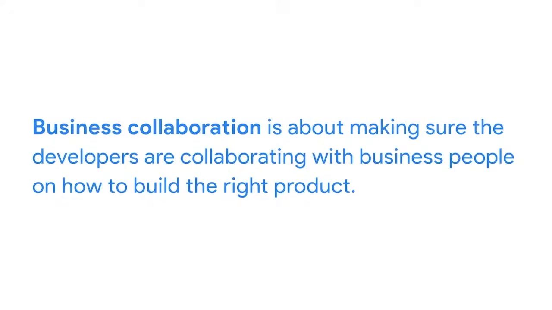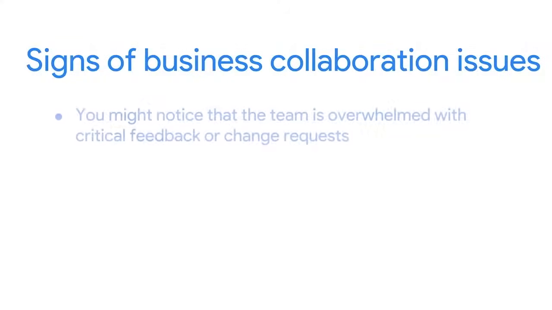Okay, another set of challenges you might encounter relate to the business collaboration theme. To recap, business collaboration is about making sure the developers are collaborating with business people on how to build the right product. There are a few common signs that your team might be experiencing business collaboration issues. You might notice that the team is overwhelmed with critical feedback or change requests from business people after they reviewed the working solution. That could lead to people on your team avoiding asking for feedback or complaining about requested changes coming from the product owner or business team.